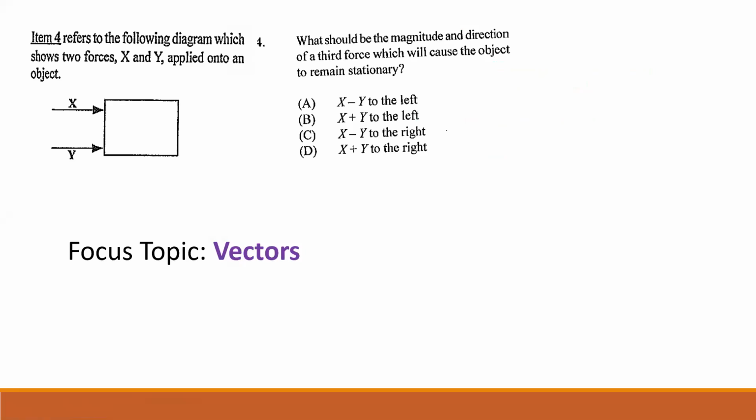Number 4, we have a body that is acted upon by 2 forces X and Y, which are going in the same direction, that is to the right. What force is required to keep the body steady? And we know that for the body to be steady, the resultant force must be equal to 0, and therefore we want a force acting to the left, which sums up to X and Y. So the answer is X plus Y to the left. So that's B.